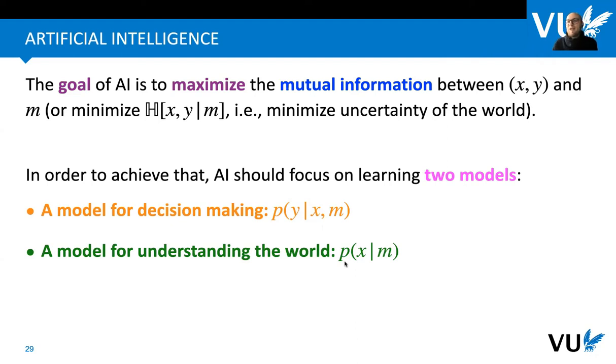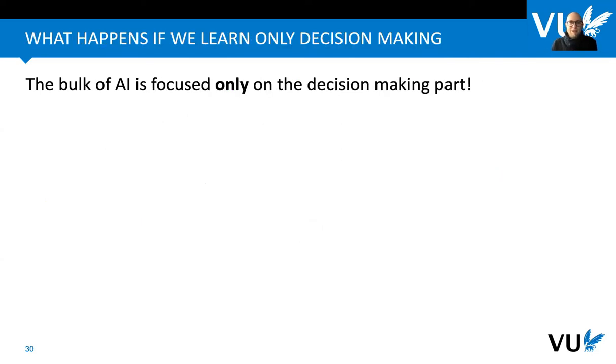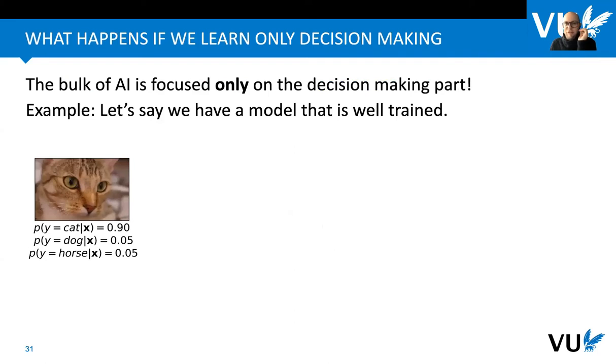I want to give you a couple of examples that will hopefully convince you fully. The bulk of AI is focused only on the decision-making part. There's one very nice example that I love. Let's say that we have a perfectly trained model that can classify images into three classes: a dog, a cat, and a horse. And this is really well trained.